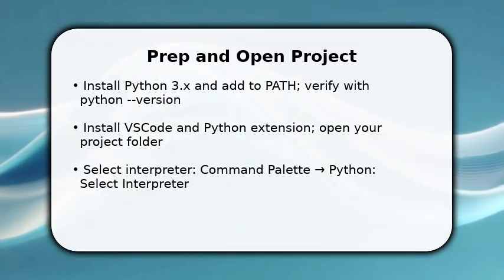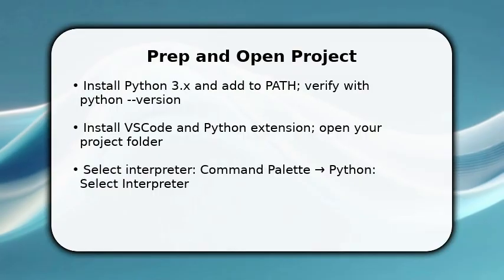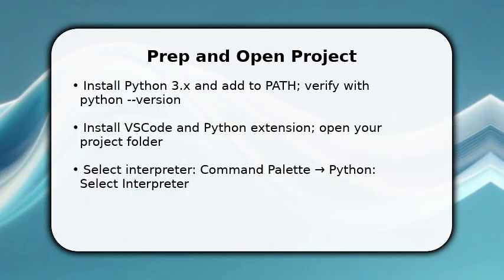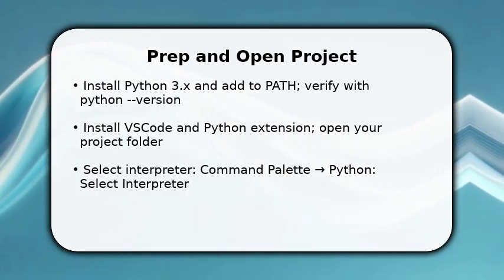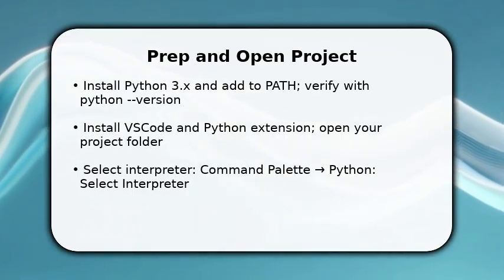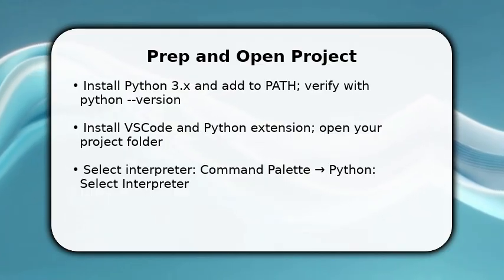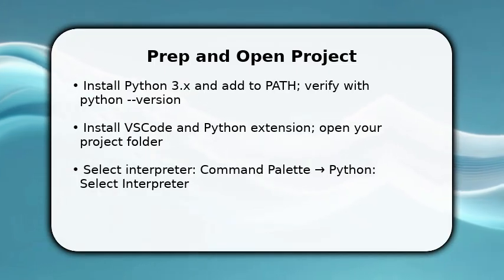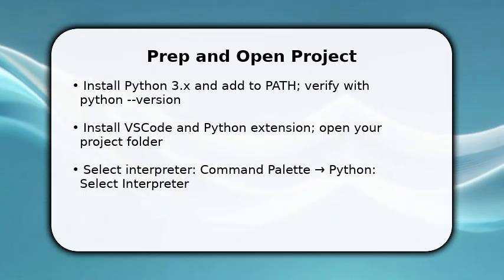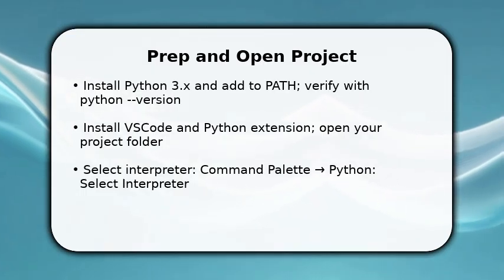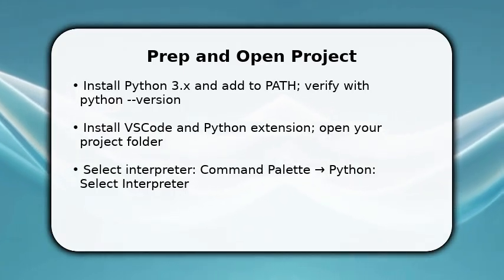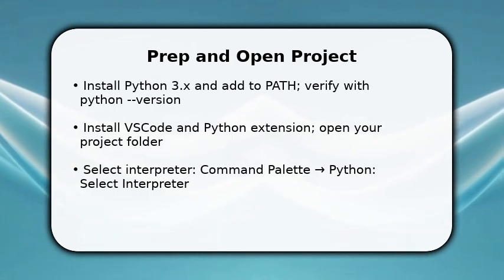You already have the essentials, Python and VS Code. First, open the project folder in VS Code so files and settings are in one place. Next, make sure the Python extension is installed and select the correct interpreter from the command palette. Once done, create or open a .py file and confirm the selected interpreter appears in the blue status bar. This ensures code runs with the intended Python version and packages, which prevents mismatches during execution.